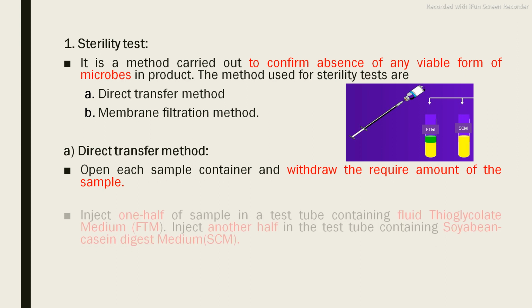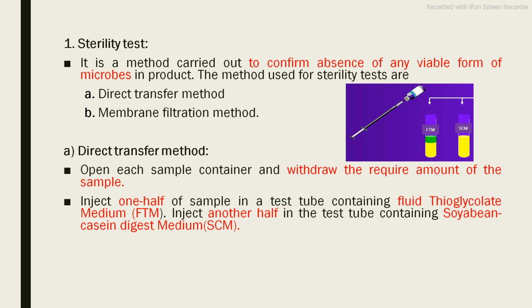Then this required amount of sample is transferred into two test tubes. One half of the sample is transferred to the first test tube, which will contain fluid thioglycolate medium, FTM. So the first half of the injection is transferred to the fluid thioglycolate medium, and the other half is transferred to the soybean casein medium. In this way we transfer the parenteral preparation into both test tubes, fluid thioglycolate and soybean casein medium.